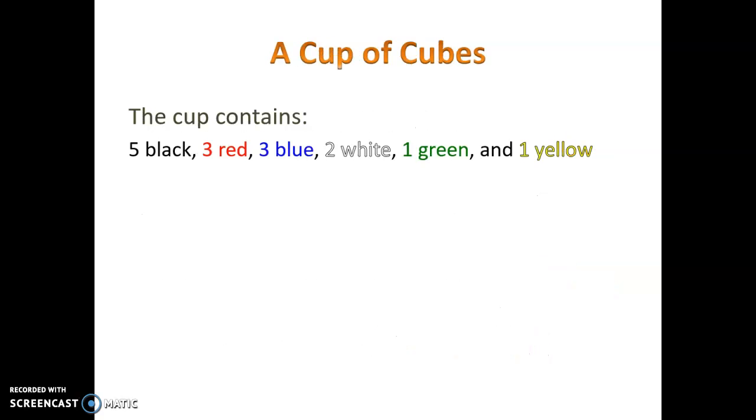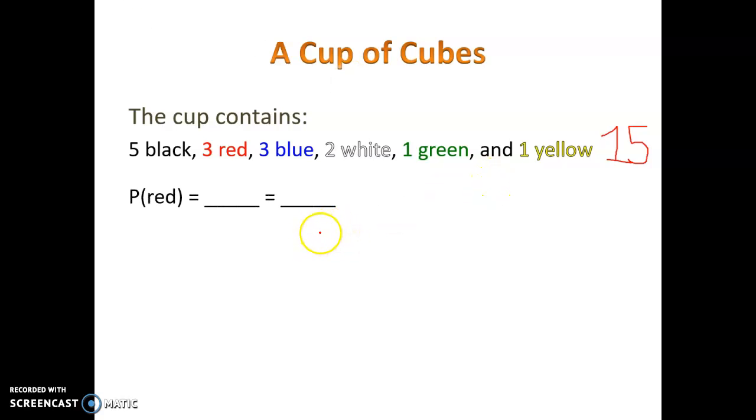Okay. This is one of my favorite examples to use. We'll go through this a lot once we're back together. A cup full of cubes. So I have a cup, and it has a bunch of small colored marbles or plastic cubes in it. And this cup has 5 black, 3 red, 3 blue, 2 white, 1 green, and 1 yellow. That's 5 plus 3 is 8, plus 3 is 11, plus 2 is 13, plus 1 is 14, plus 1 is 15. So there we go, 15 total cubes in the cup.